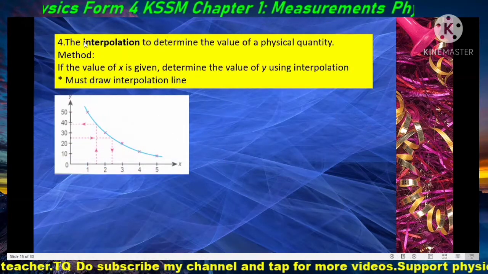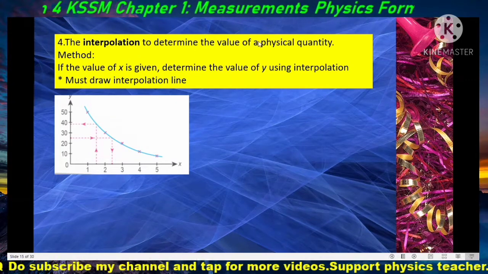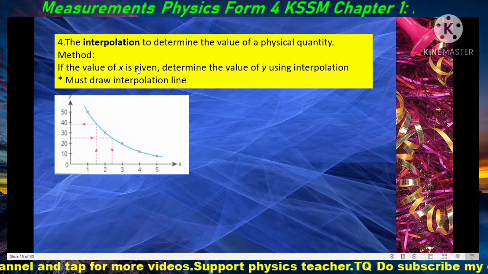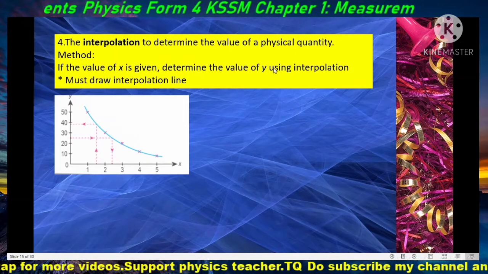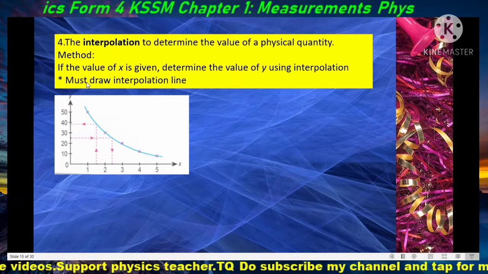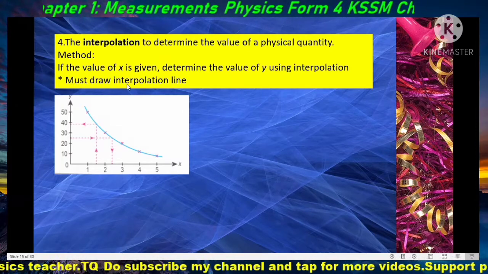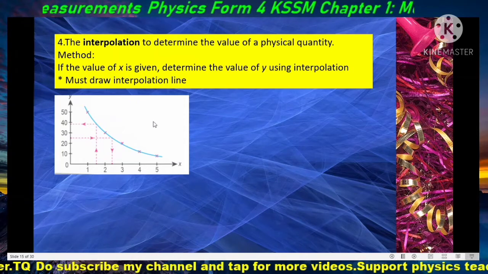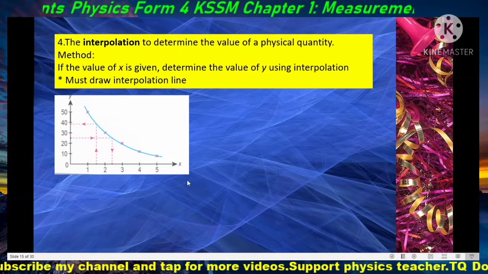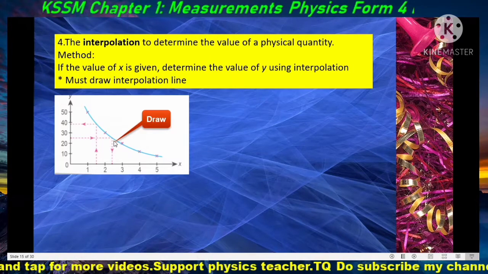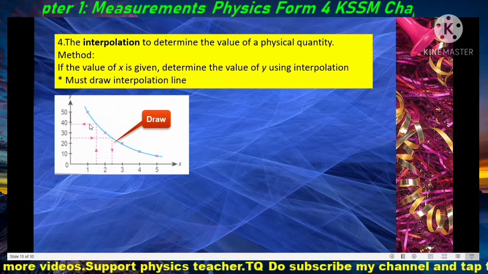Okay, number 4, the interpolation to determine value of physical quantity method. If the value of x is given, determine the value of y using interpolation. So the first step, you need to draw an interpolation line. Let's say we have this graph. The interpolation line is the line that you draw. You can see this one, the pink color line.